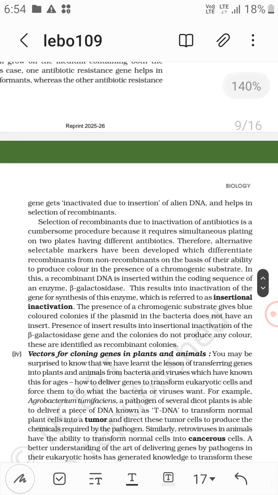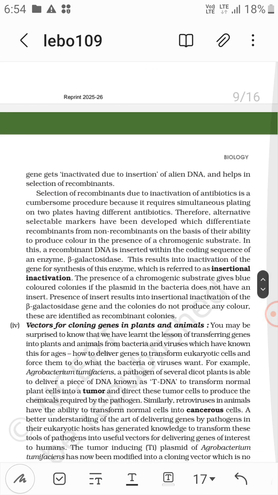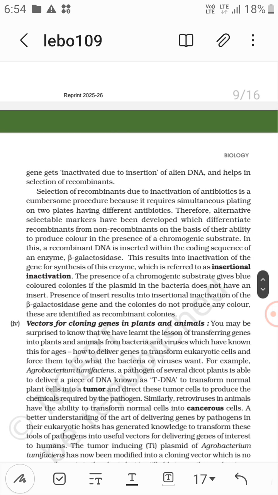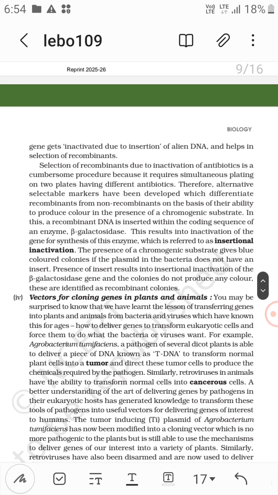In this, a recombinant DNA is inserted within the coding sequence of an enzyme, beta-galactosidase. Now this results in inactivation of the gene for synthesis of this enzyme, which is referred to as insertional inactivation.